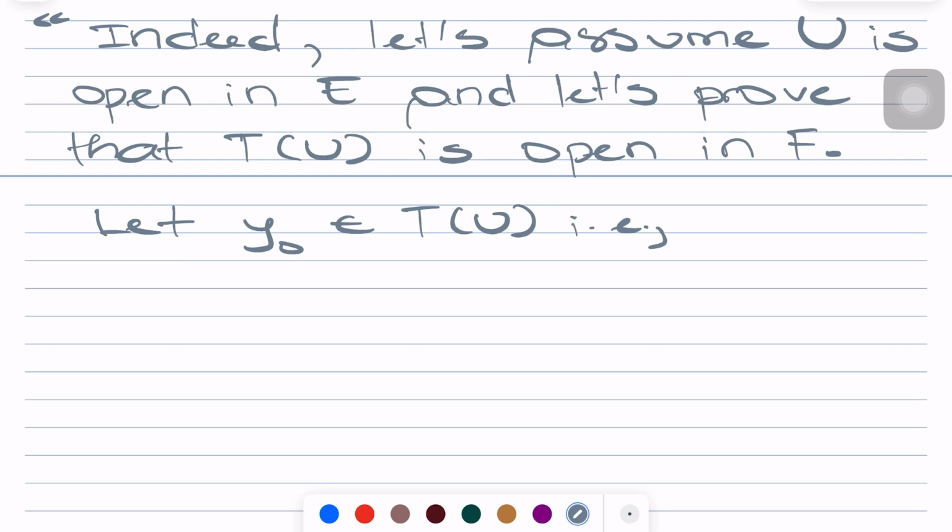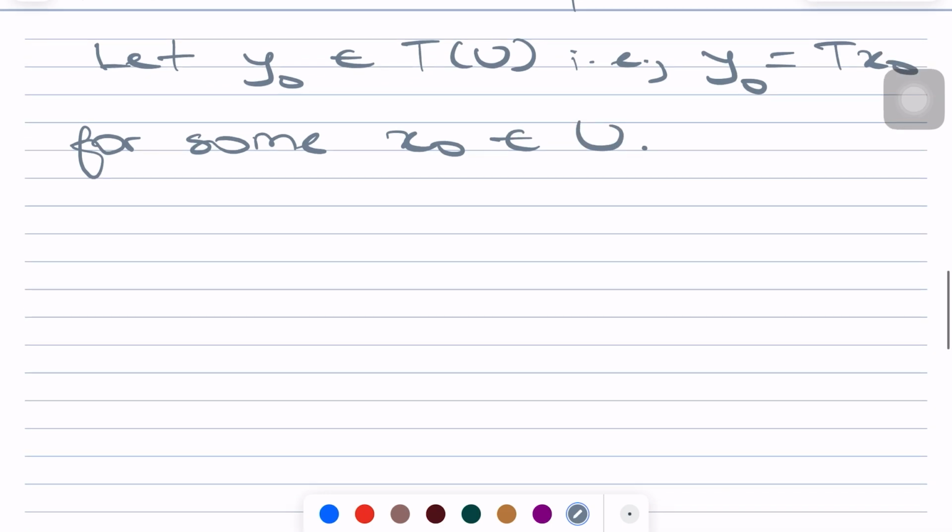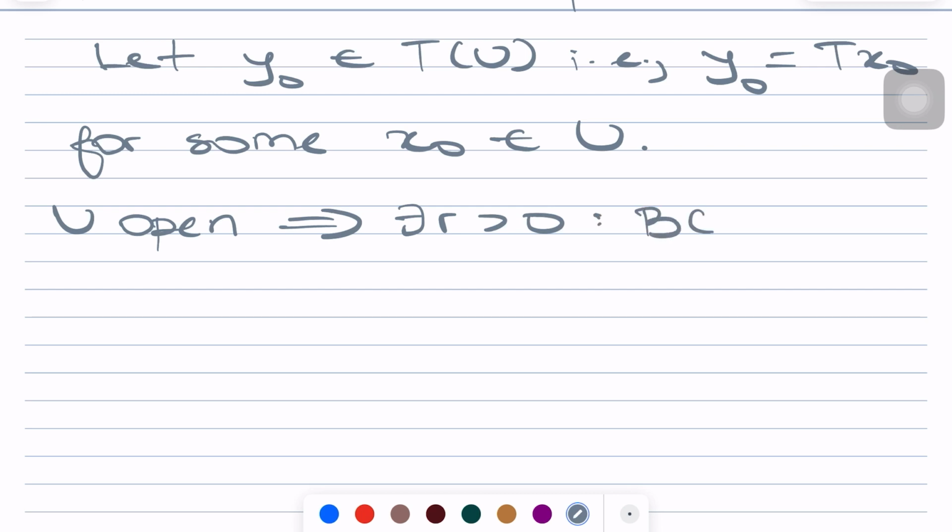So let y0 be in T of U. That means y0 is actually T x0, right, for some x0 belonging to U. But U is open, right? U open implies that there is an R ball centered at x0 that is contained in U.